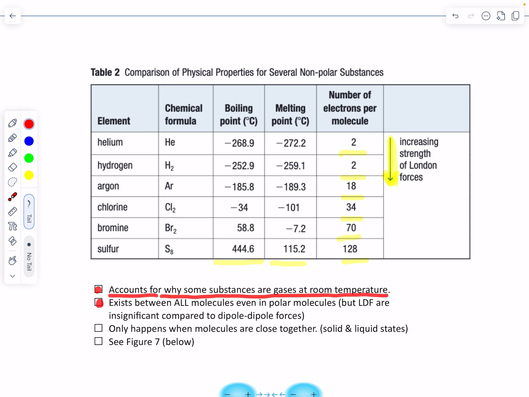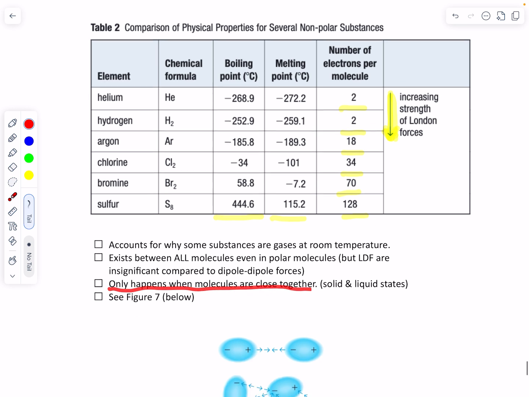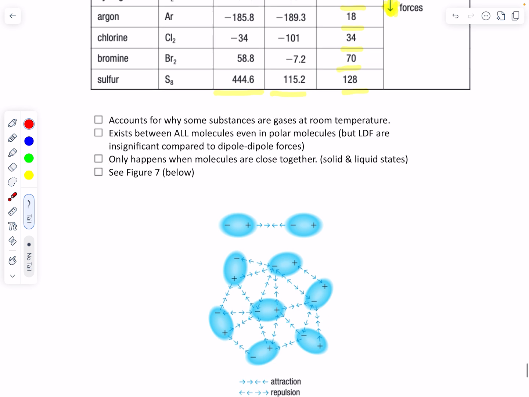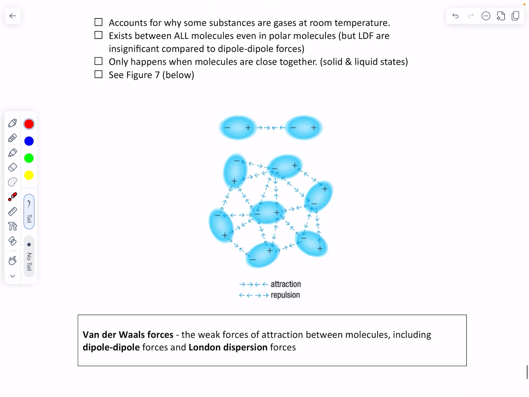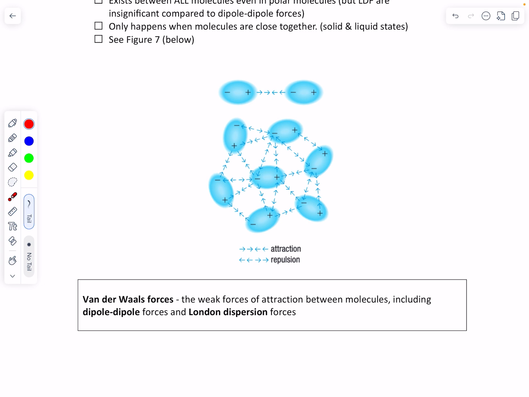They exist between all molecules, even in polar molecules, but London dispersion forces are insignificant compared to dipole-dipole forces. And they only happen when molecules are close together. The farther apart the molecules are, the less the force of attraction. Van der Waals forces are the weak forces of attraction between molecules, including dipole-dipole forces and London dispersion forces.